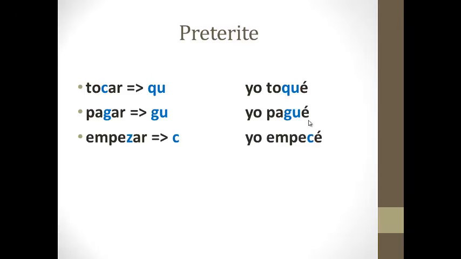Your third spelling change occurs in your ZAR verbs. In the yo form only, your Z will change to C, pronounced as yo empecé. Really no difference in pronunciation here. It's just purely, if you remember from Spanish 1 when you had el lápiz and you changed it to los lápices, your Z went to C. They will do that anytime a Z is followed by an E.